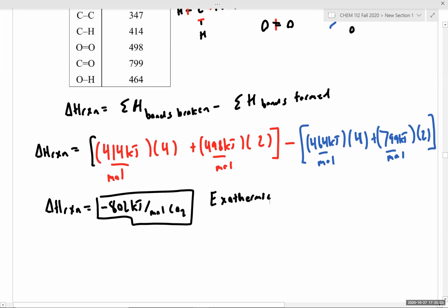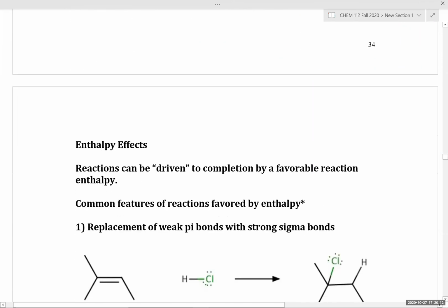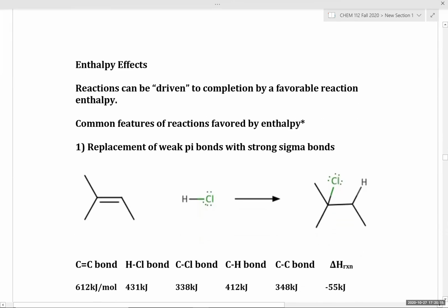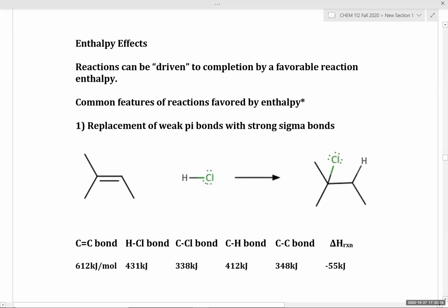Okay, so we can leverage bond enthalpies to estimate the reaction enthalpy. So let's talk now about enthalpy effects, how, depending on their reaction enthalpy, reactions can be driven by enthalpy as a quote unquote driving force. It can assist chemical reactions to go to completion. So let's look at some reactions that are favored via enthalpy and as a result can be driven to completion via these beneficial enthalpy effects.